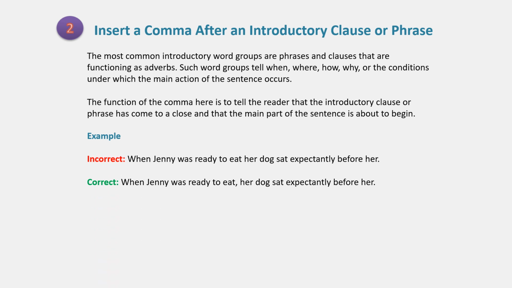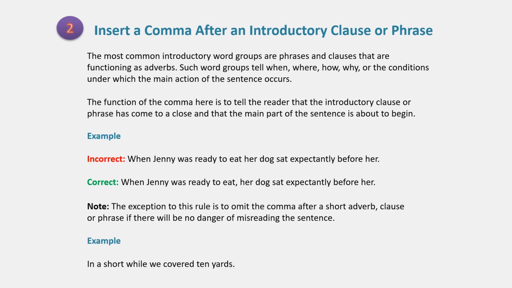So let's look at this example. When Jenny was ready to eat, her dog sat expectantly before her. And let's look at the correct version of this sentence. When Jenny was ready to eat, a pause, a comma, her dog sat expectantly before her. So the introductory clause or phrase is this part of the sentence, when Jenny was ready to eat.